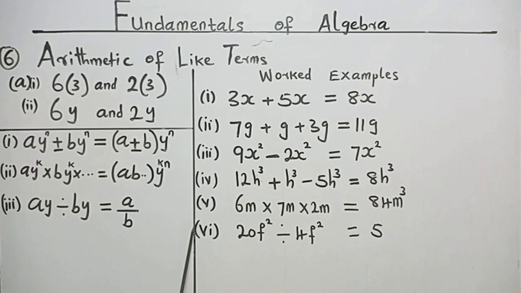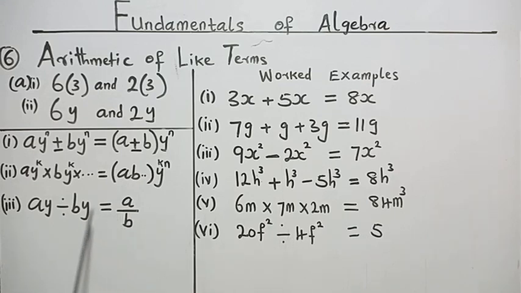The last one, but not the least, is 20f to the power 2 divided by 4f to the power 2. Which of these laws are we going to make use of to simplify this number operation? It is this one. Don't forget that when a like term divides a like term, the answer is a constant. See it here. 20f divided by this 4f. 20f to the power 2 divided by 4f to the power 2.